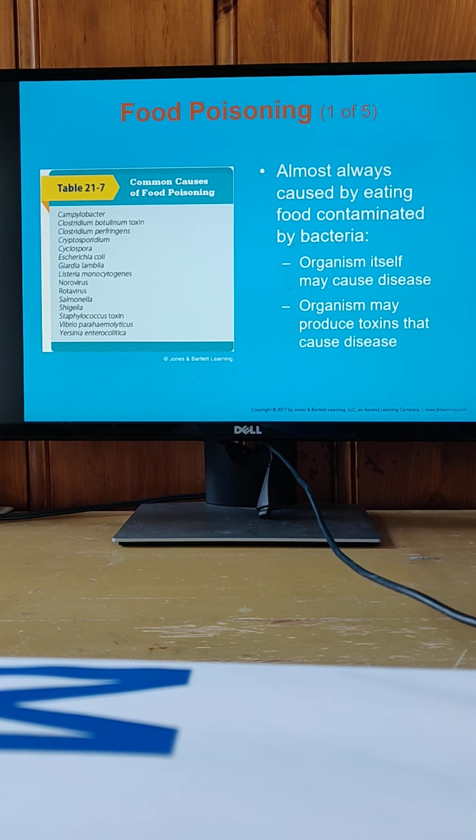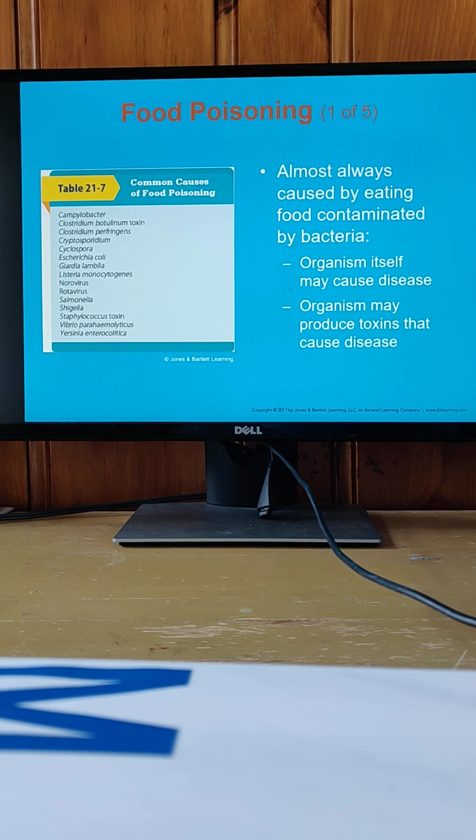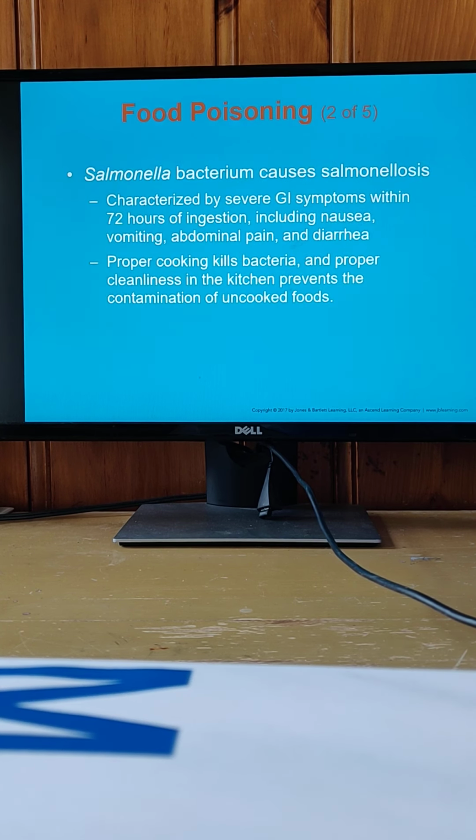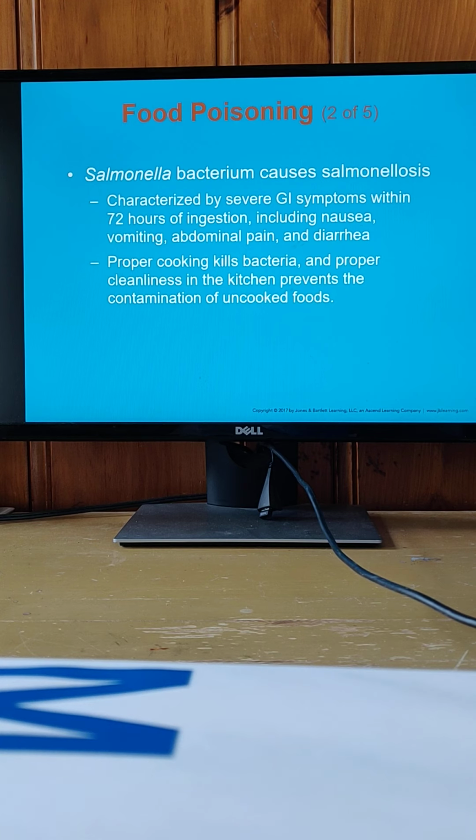Food poisoning. Here we go. Food poisoning is almost always caused by eating food contaminated with bacteria. The organism itself may cause disease. Organisms may produce toxins that cause the disease. Salmonella bacterium causes salmonellosis, characterized by severe GI symptoms within 72 hours of ingestion, including nausea, vomiting, abdominal pain, and diarrhea.